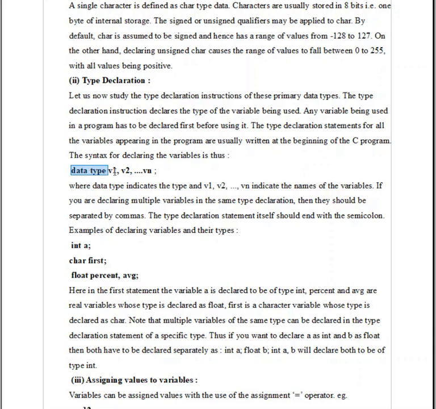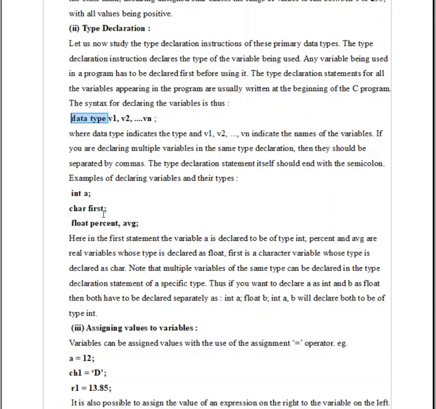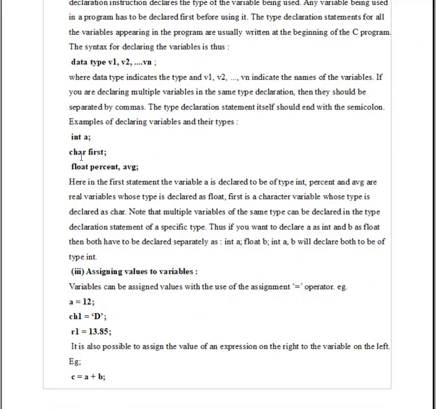We give the data type, then we give the name of the variable, this way. So here we see b1, b2 and so on are the names of the variables. For example, int a: here int is the data type and a is the name of the variable. Here we have written char first, so char is our data type, whereas first is the name of the variable. In the next example we have written float, then percentage comma average. So we have declared two variables here.